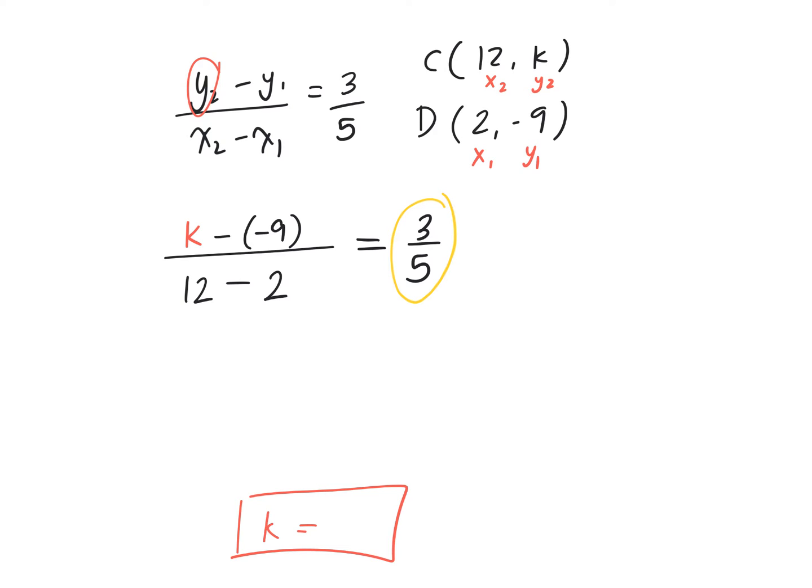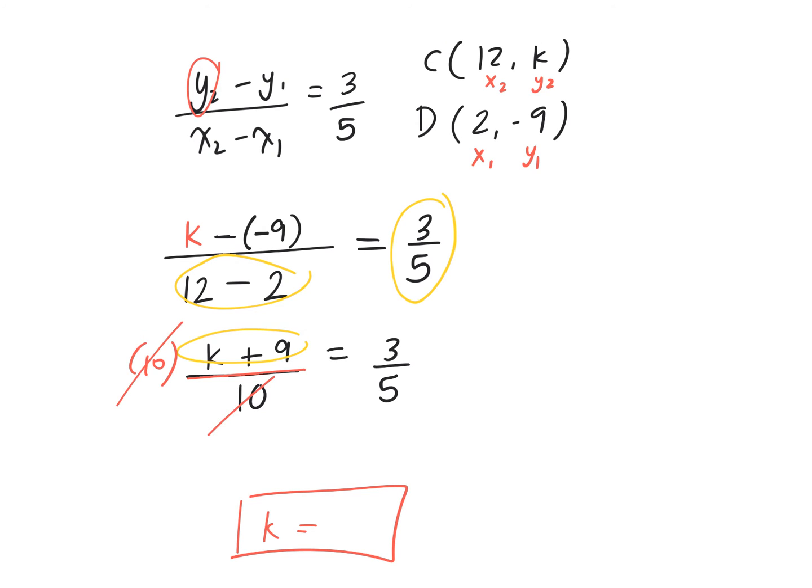So this is just k take away negative 9, which is the same as writing k, what's a negative and a negative? Positive. Can I simplify 12 take away 2? What's 12 take away 2? 10, equals 3 over 5. So k plus 9 divided by 10. The opposite of dividing by 10 is multiplying by 10, so I'm undoing the operation. It's still k plus 9, because it's all of this divided by 10. And I have to multiply the right side by 10. Whatever you do to one side, you have to do to the other side.